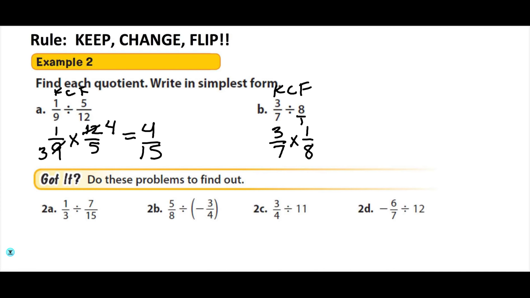All right, so 3 over 7, 1 over 8, not going to work. 1 and 7 and 3 and 8, nothing's going to work there. So this one we just work out. 3 times 1 is 3. 7 times 8 makes it 56.